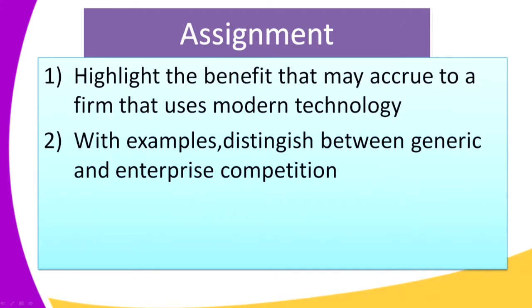Try to do the following questions. We are going to look at them during our next lesson. Number 1, highlight the benefits that accrue to a firm that uses modern technology. We have just talked about technology, which is one of the external factors that affect business. It can either affect the business negatively or positively. Now I want you to outline or highlight how a firm that uses modern technology is likely to benefit. So, benefits of using modern technology.